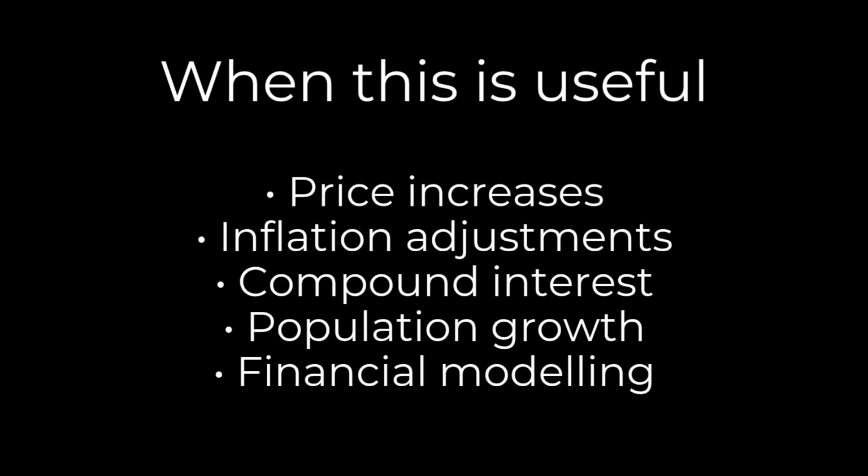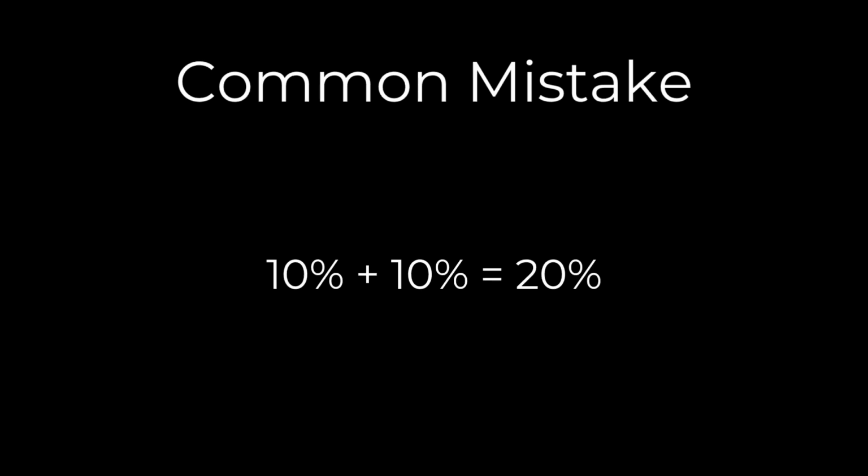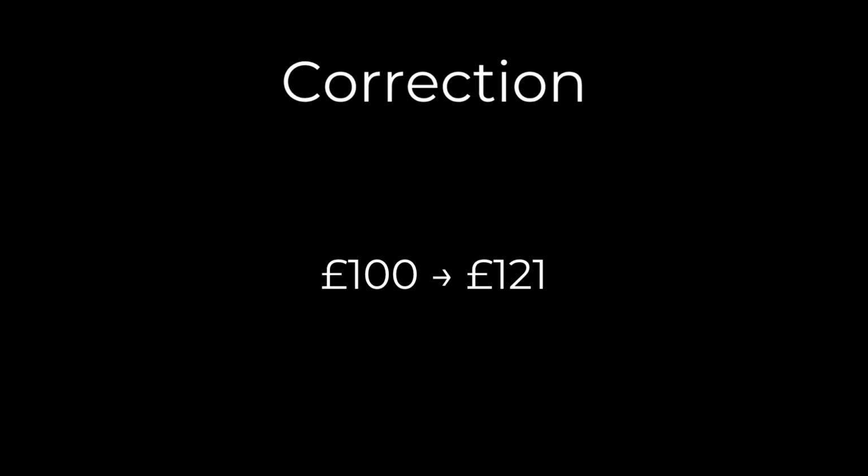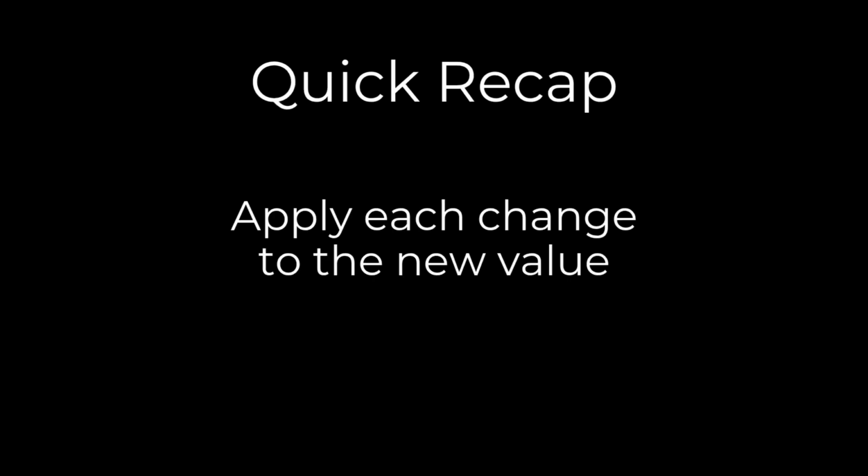Successive percentage changes appear in compound interest, inflation, population growth, and many financial calculations. A common mistake is to simply add the percentages together and treat it as a 20% increase. Instead, each percentage change must be applied one after the other, using the new value each time. For successive percentage changes, calculate the first change, update the value, then apply the next change.